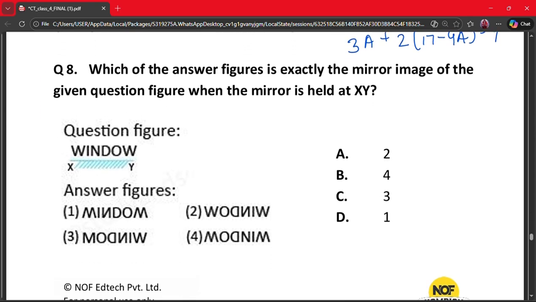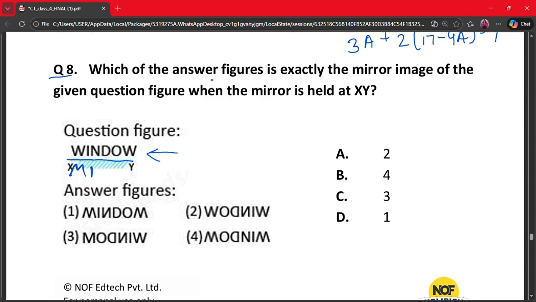Moving on to the next question, that is question number 8. Which of the answer figures is exactly the mirror image of the given question figure when the mirror is held at XY? So this is the question figure. So this is the mirror. So when the mirror is on the XY, this image will be reflected like this.